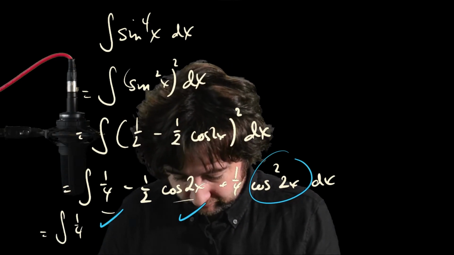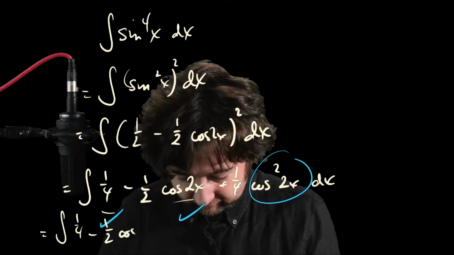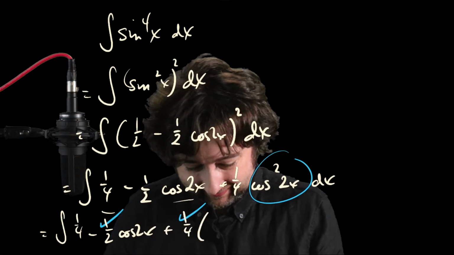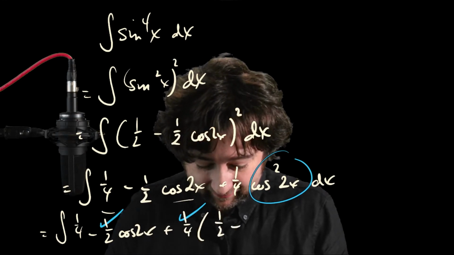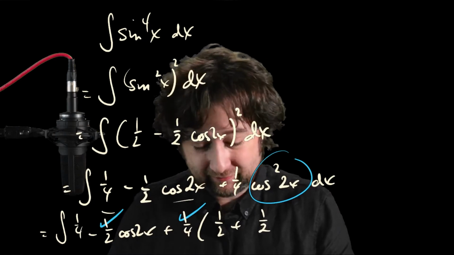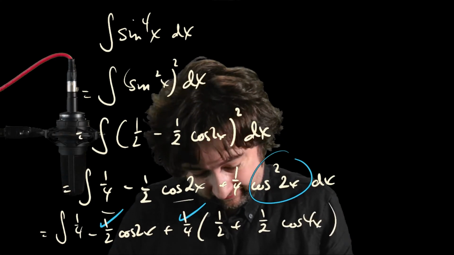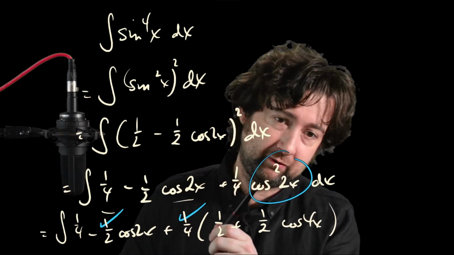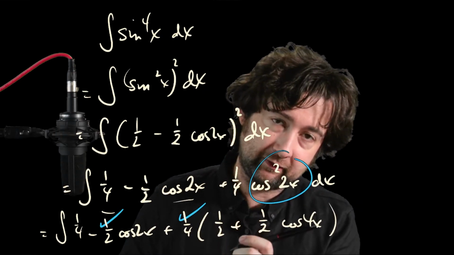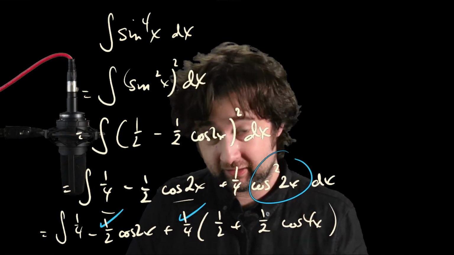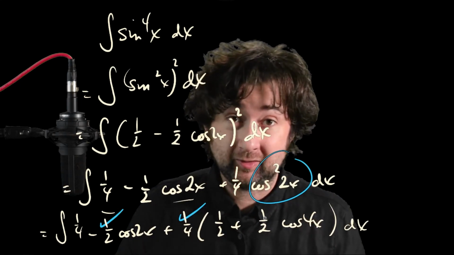The integral of 1/4 minus 1/2 of the cosine of 2x. Okay, so I've got a 1/4, and then this gets replaced with a 1/2 plus 1/2 of a cosine of 4x. Because whenever I do one of these half angle formulas, this is half of that. Well, now what I've got is a bunch of stuff I can integrate. It's ugly, but I can integrate it.